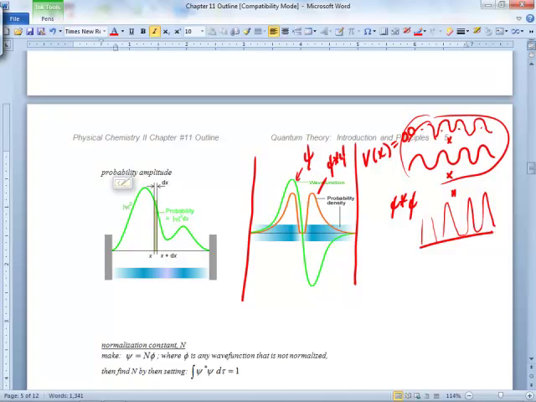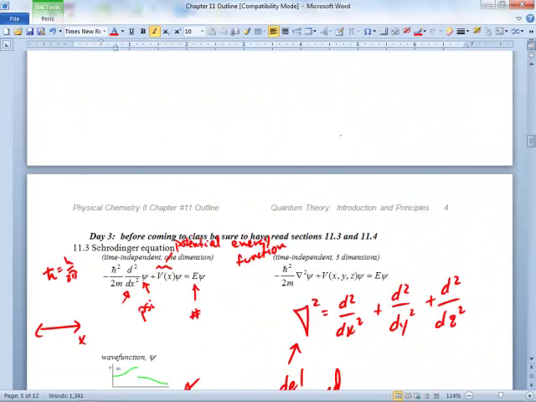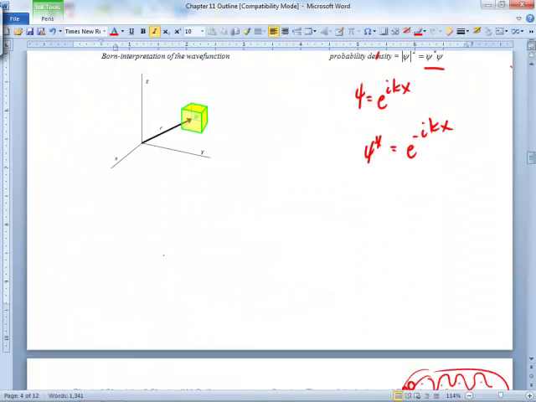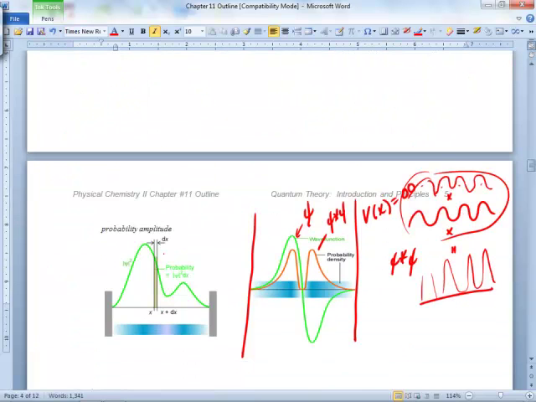Okay? And again, that's why the negative guy popped up. But again, it's dying on the ends because of that potential energy function. Remember, that's part of your wave function, this guy. So that's why it's dying on the ends, because you can't exist there.